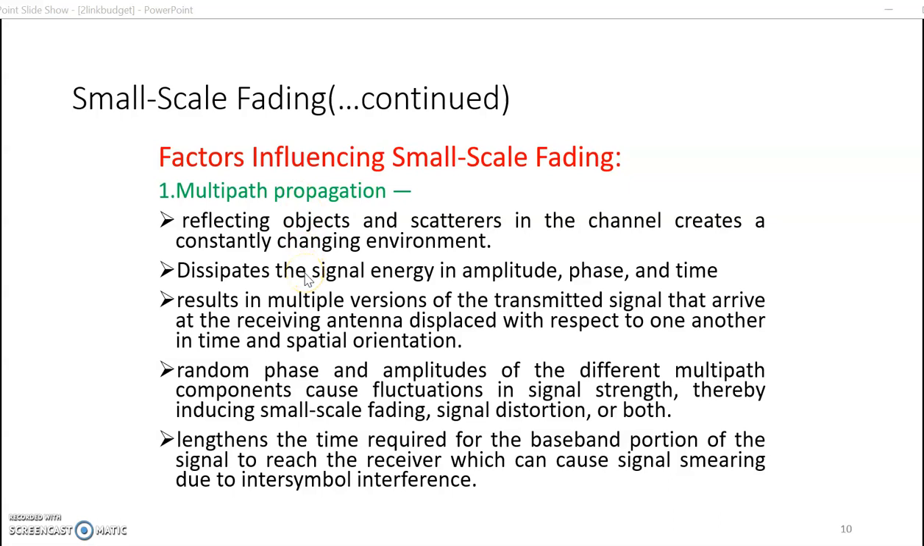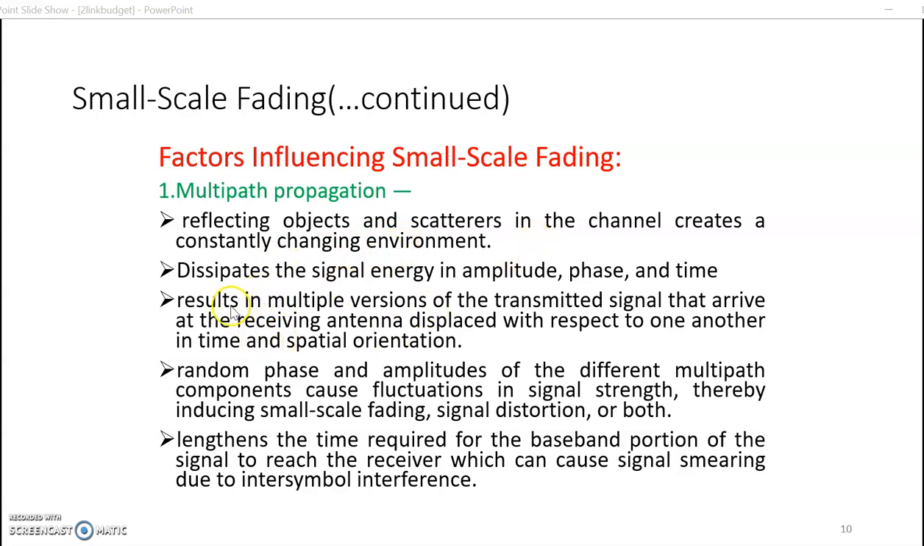Then these are some of the factors influencing small scale fading. First one is multipath propagation. Because of multipath propagation, there will be reflecting objects and scatterers in the channel. Because of it, there is a constant change in the environment. In one path, reflecting objects may or may not be there. In another path, they can be there. Scatterers can be there. So the path is differing, and the environment that the signal traverses changes.